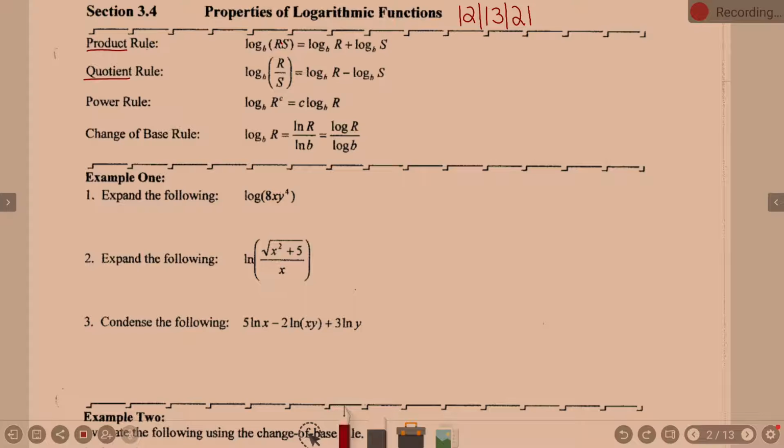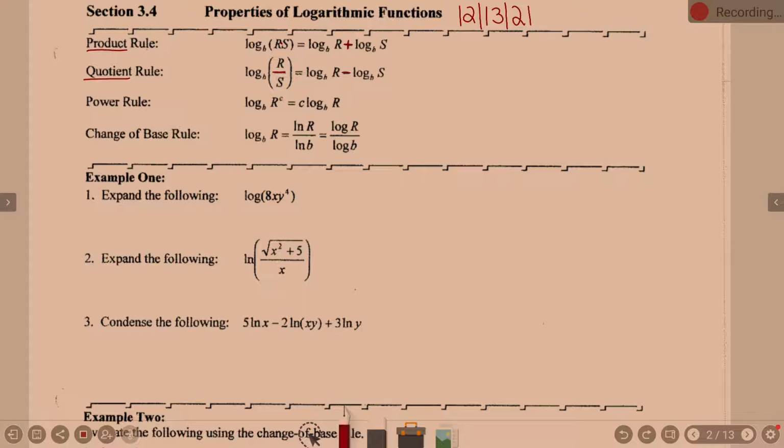Quotient rule says if you have a log where the insides are being divided, then that can be rewritten as 2 logs being subtracted. So if there's a log with division inside of it, rewritten as 2 logs being subtracted. Of course, this also means if you have 2 logs being subtracted and you want to put them into 1 log, you can put them into 1 log where the insides are being divided.